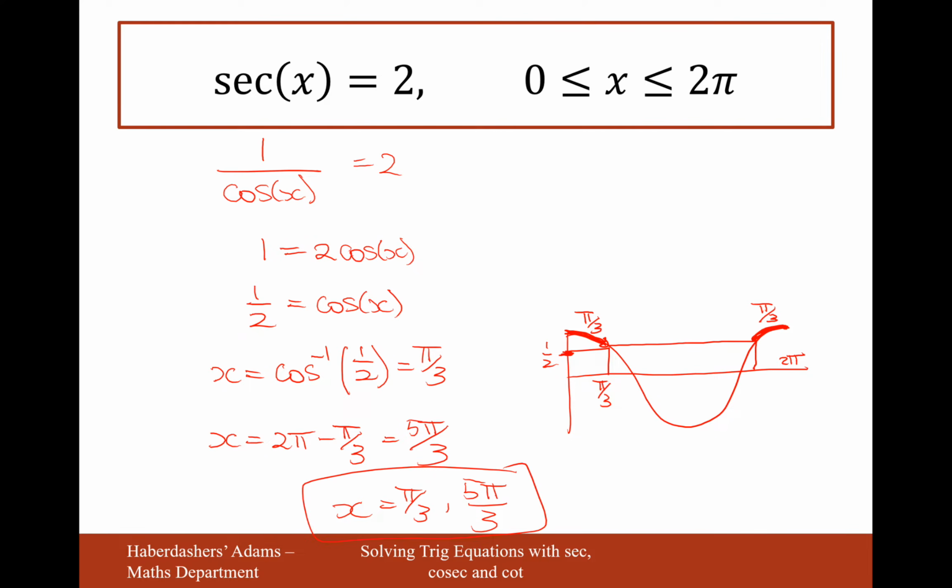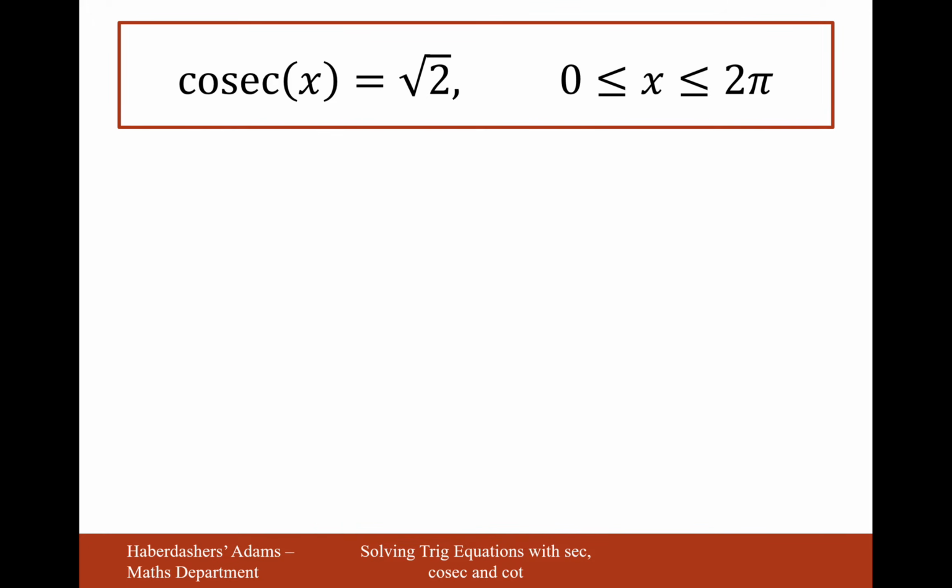And there we are. So in the range from 0 to 2 pi, those are our two answers. So this is how we do these sorts of questions. Then if you've got sec equals 2 or cosec equals something or cot equals something, then just rewrite it as 1 over something, multiply to the other side, divide your number to the other side, and solve it as a normal trig equation. So move on to the next one then.